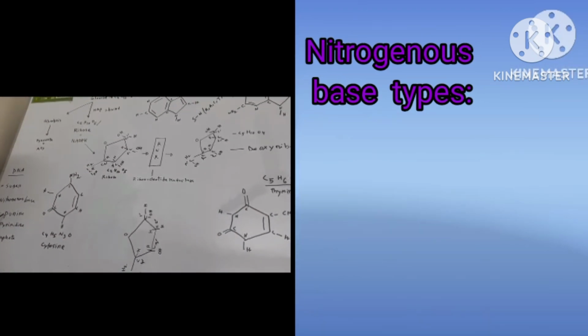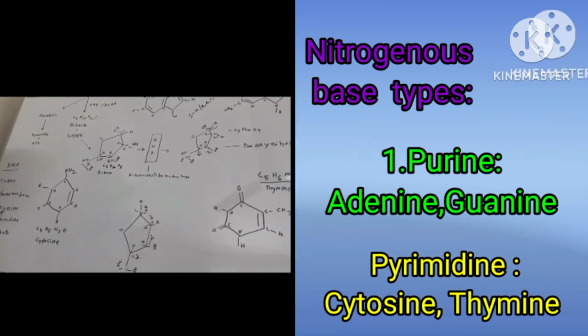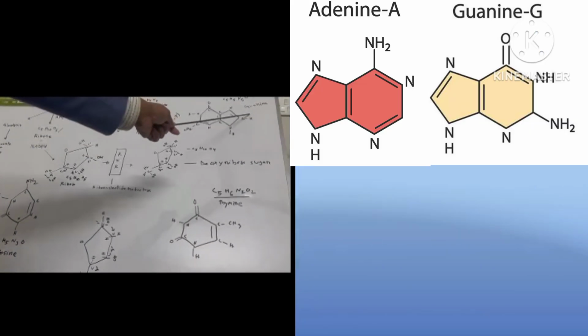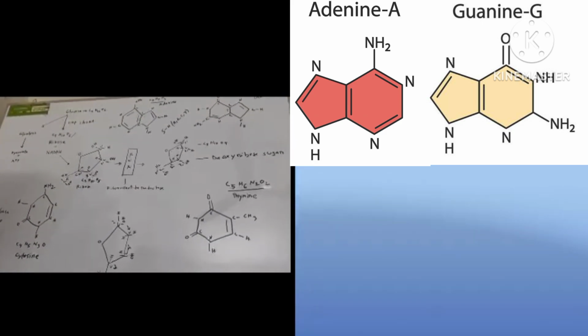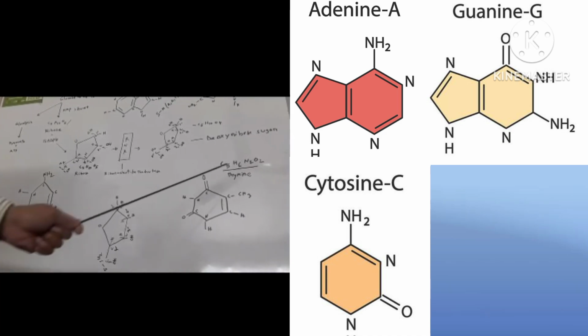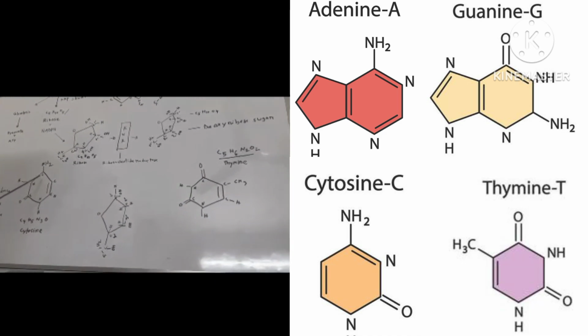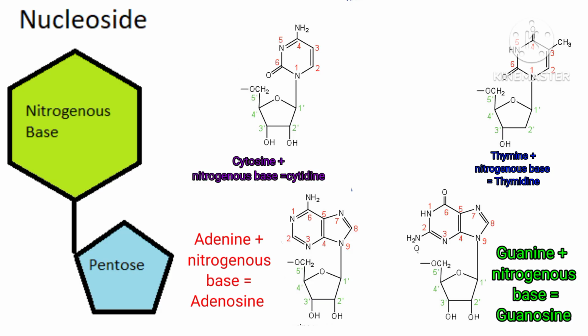DNA also contains nitrogenous bases, of two types: purine and pyrimidine. Purine contains adenine and guanine. Both are double ring structures. Pyrimidine contains cytosine and thymine. Both are single ring structures. When one sugar, either ribose or deoxyribose sugar, binds with a nitrogenous base, either adenine, guanine, cytosine or thymine, it produces a nucleoside. Sugar plus nitrogenous base forms nucleoside.